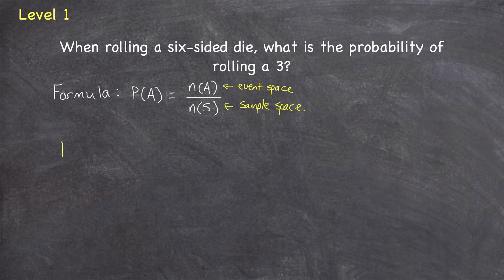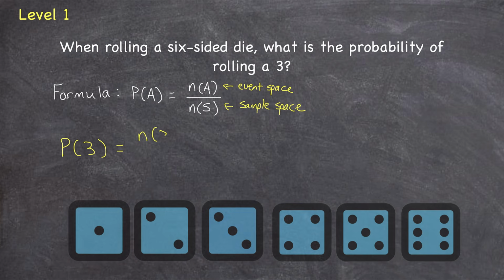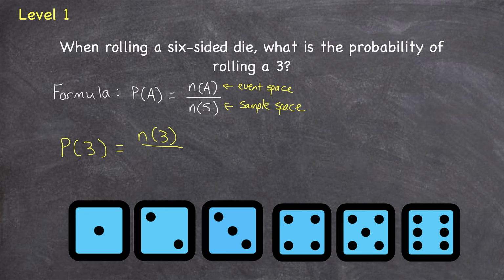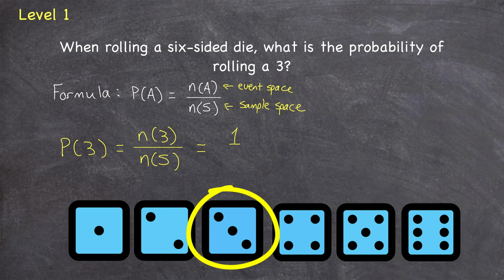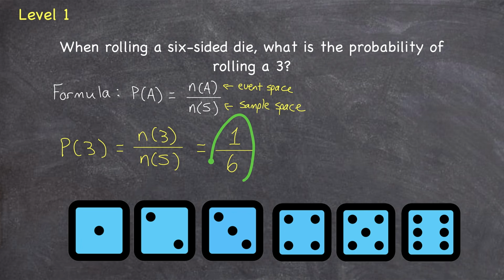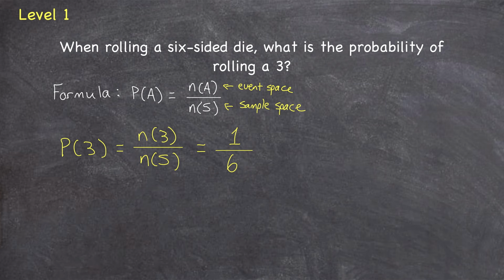So to find the probability of rolling a 3 on a standard 6-sided die, I need to know how many of the outcomes on a 6-sided die are a 3, and divide that by the total number of possible outcomes on a 6-sided die. Well, on a 6-sided die, only one of the outcomes is a 3, and there are 6 total outcomes that you could get when rolling a 6-sided die. So the probability of rolling a 3 is 1 out of 6. And any probability could be expressed as a fraction, or as a decimal, or as a percentage.